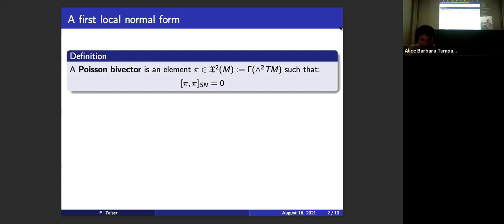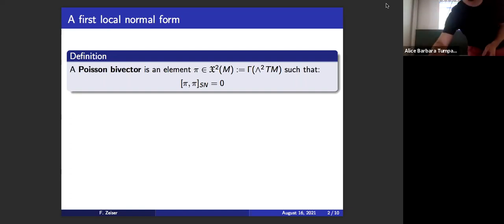Okay. Let's do this. Oh, please go. Okay. And well, the first step in that direction was done by Alan Weinstein in his paper from 1983. Yeah, okay, that's the problem.